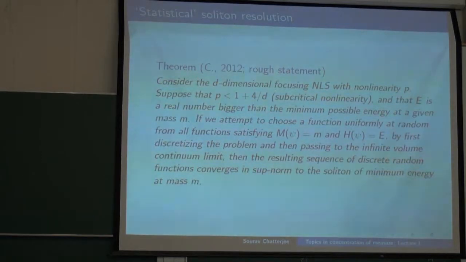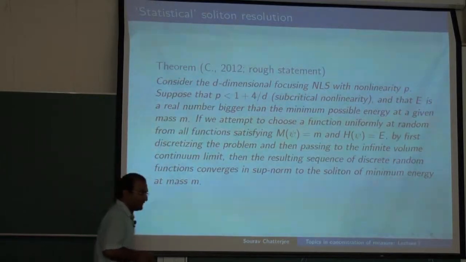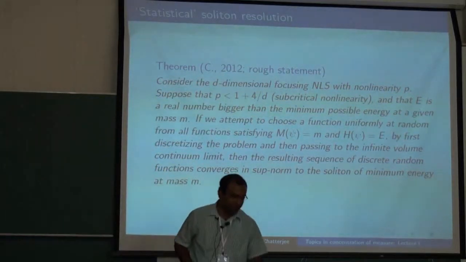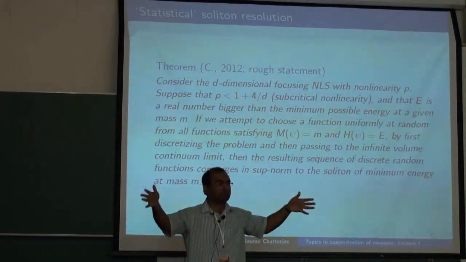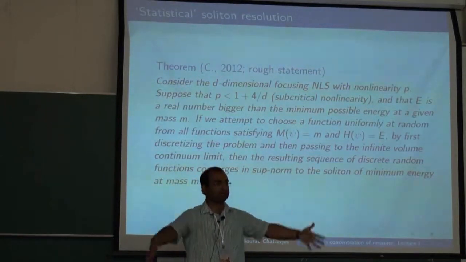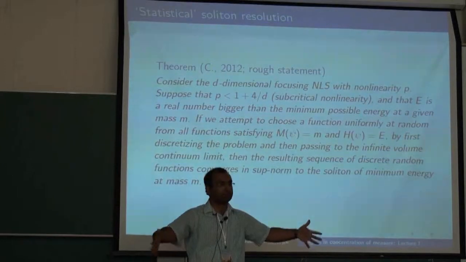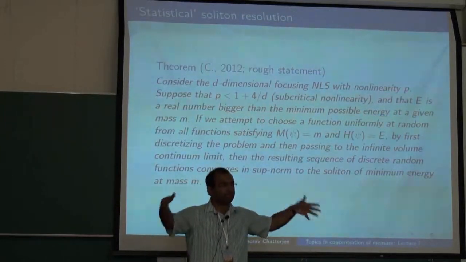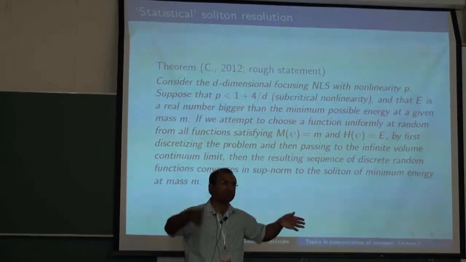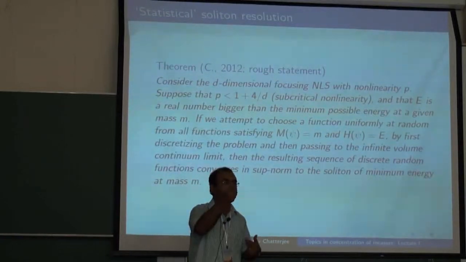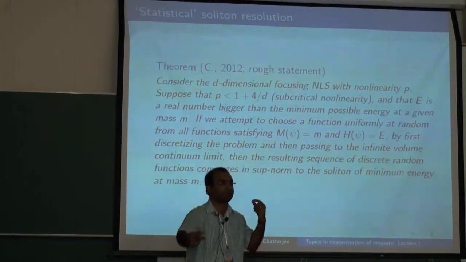Yes? Can you say a little bit more precisely what you mean by passing the volume continuum limit? Yes. So what I have is, instead of the whole of the space R^d, I have a box of size L. That L is going to infinity. And instead of actually the box, you take a grid inside the box of width h. So there are two parameters, L and h.